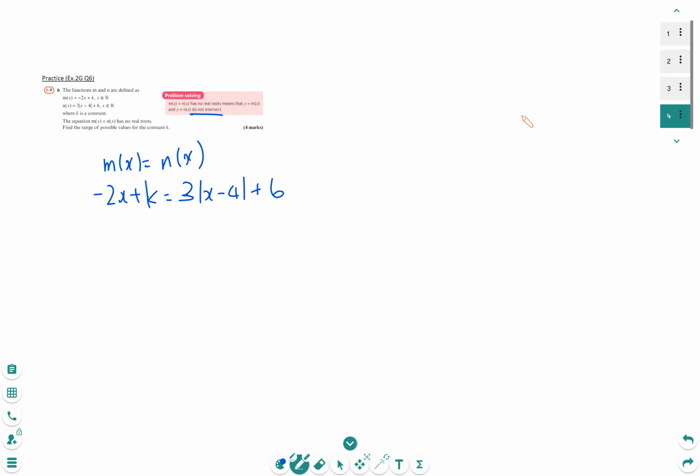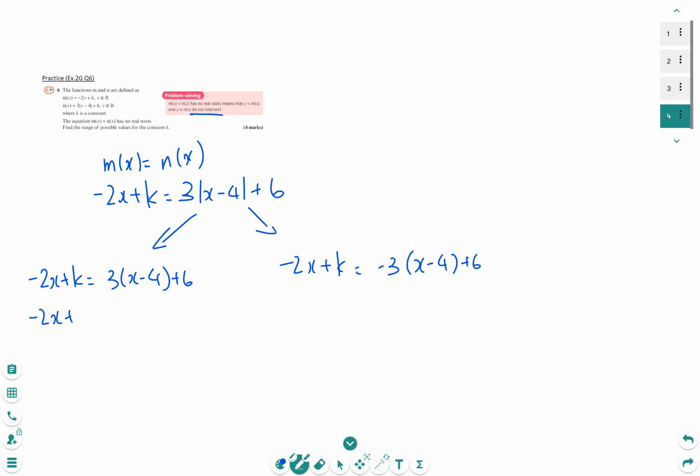Similar thing, two cases because of the modulus. So minus 2x plus k equals 3 bracket x minus 4 plus 6. And minus 2x plus k equals negative 3 bracket x minus 4 plus 6. Expand the bracket: 3x minus 12 plus 6. If I make k the subject in here, k equals 5x minus 6. This one, if I sort out the algebra, you get k equals minus x plus 18.